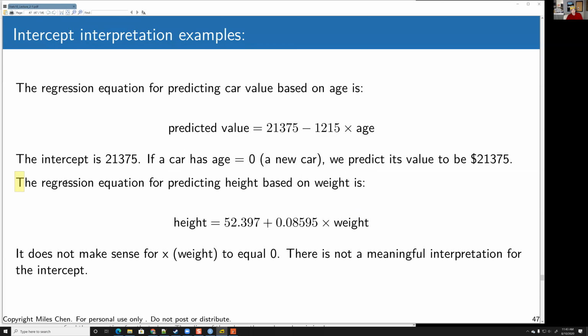In this case, where we're predicting someone's height based on their weight, you cannot have a person with a weight of 0.